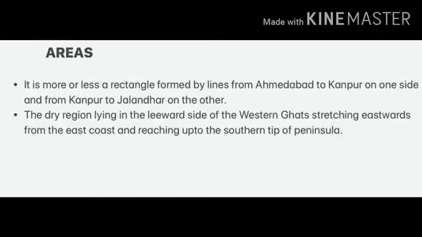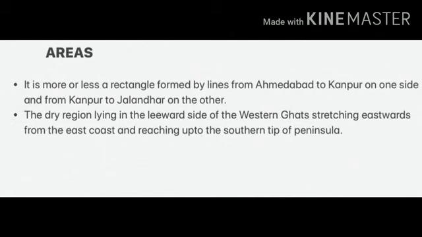Next, areas. There are some well-defined tracts of droughts. Firstly, the desert and semi-desert regions covering about 6 lakh square kilometer. It is more or less a rectangle formed by lines from Ahmedabad to Kanpur on one side and from Kanpur to Jalandhar on the other side. Some areas in this region are without irrigation and comprise the worst famine tracts of the country.